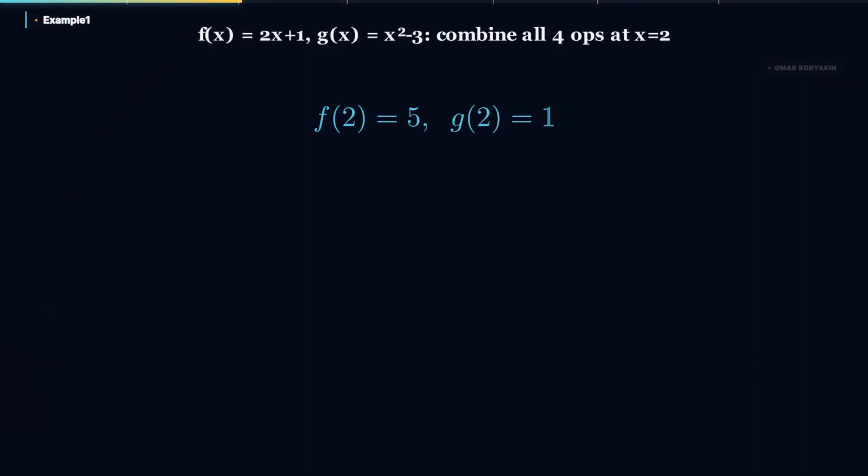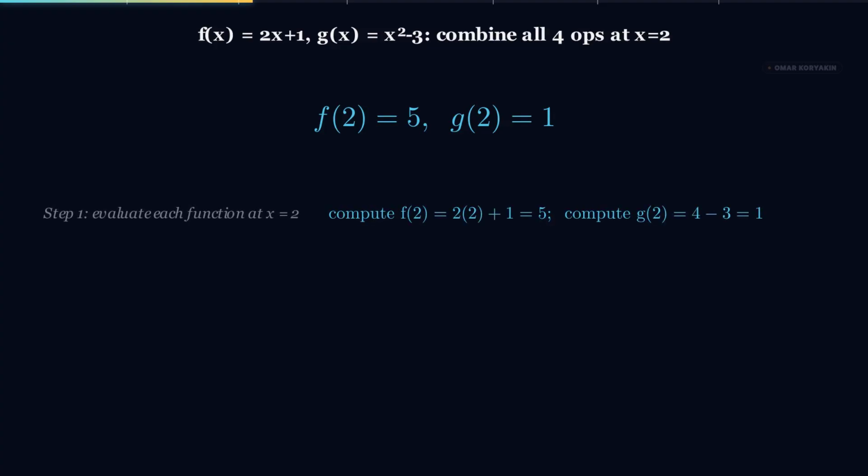Here is the first worked example. Given f of x equals 2x plus 1 and g of x equals x squared minus 3, compute (f plus g) of 2, (f minus g) of 2, (f times g) of 2, and (f divided by g) of 2. Step 1.